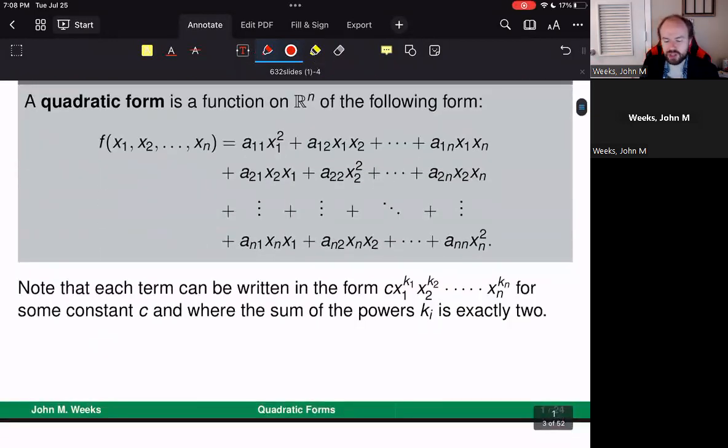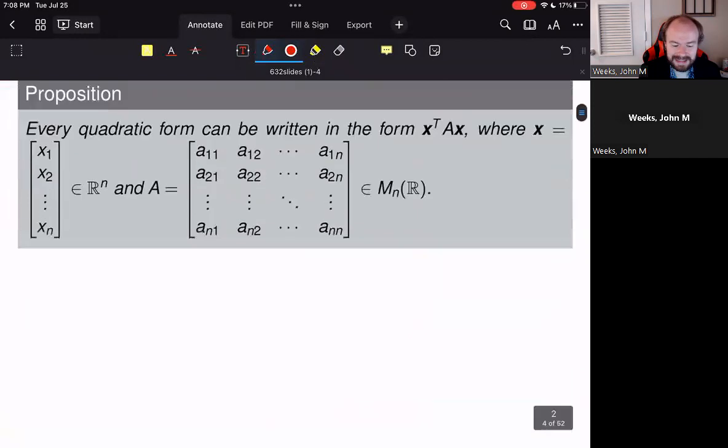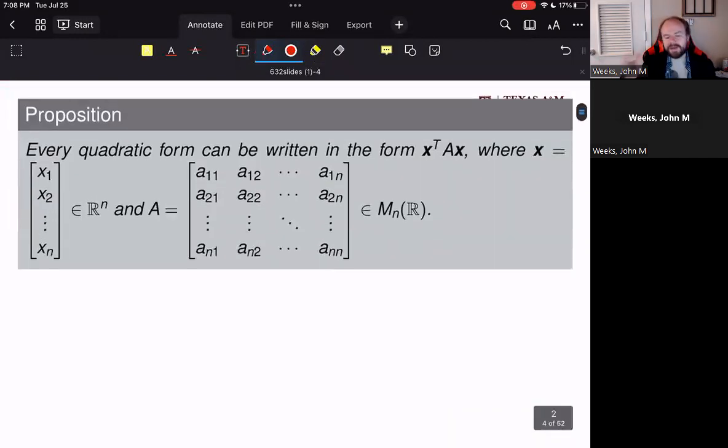So note that each term can be written in exactly that form. It's a constant times the powers of each of x sub 1 through x sub n, where the sum of the powers k sub i is exactly 2. Now, why are we making it so that these degrees add up to exactly 2? Because there are other places where we can get these sorts of forms as well.